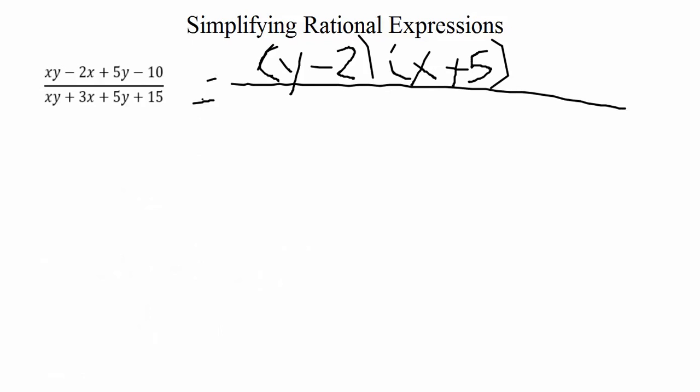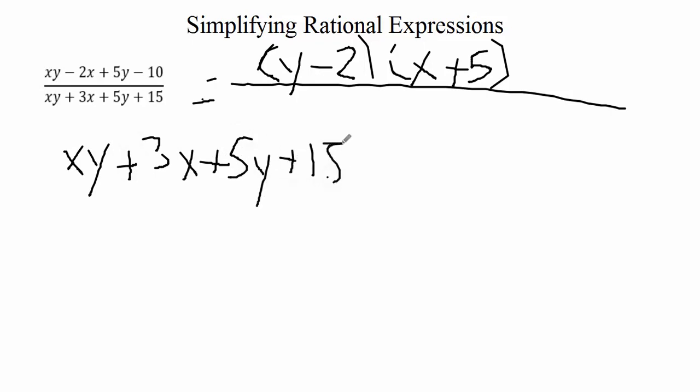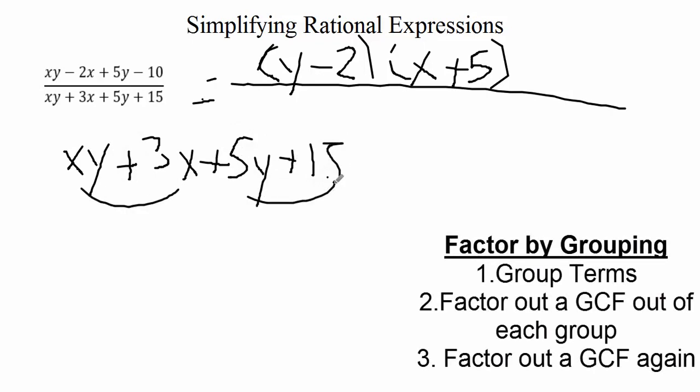Okay, so now that I moved that over, we need to look down at our denominator. So our denominator, same thing. We have 4 terms in our denominator, which means factor by grouping, which means we need to group our terms together and factor out a greatest common factor from each one of these.